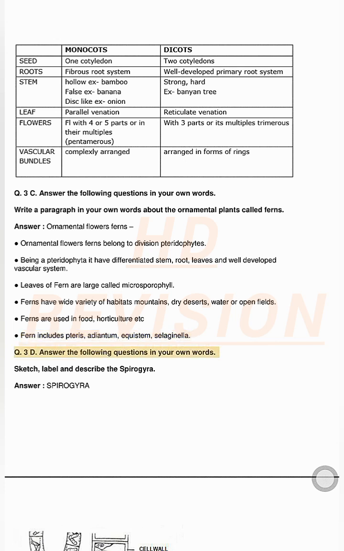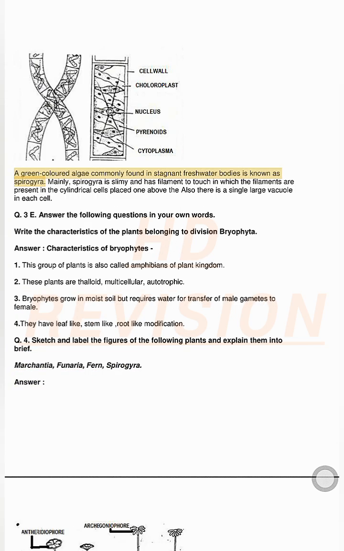Q3D. Answer the following questions in your own words. Sketch, label and describe the Spirogyra. Answer. Spirogyra. A green-colored alga commonly found in stagnant freshwater bodies is known as Spirogyra. Mainly, Spirogyra is slimy to touch and has filaments, in which cylindrical cells are placed one above the other. Also there is a single large vacuole in each cell.